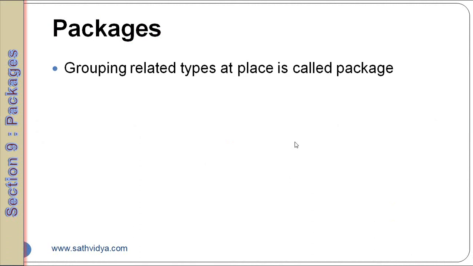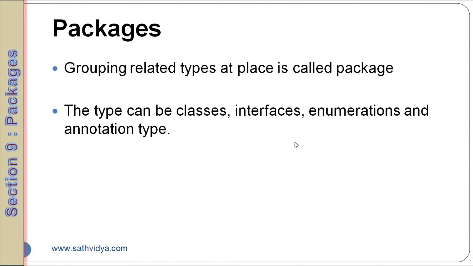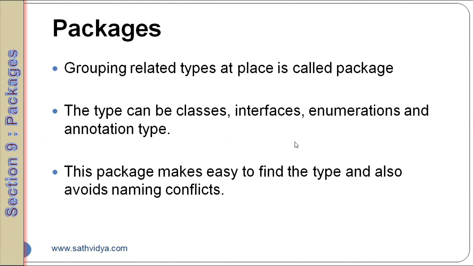Here packages means grouping related types at one place is called a package. Here type means classes, interfaces, enumerations and annotation types. Any combination of these types you can group at one place and give it a name, and that is called a package. This package makes it easy to find the type and also avoids naming conflicts. For example, if the same name exists in different packages, then it doesn't allow you to use it directly with the name, it allows you to use it with the package name.